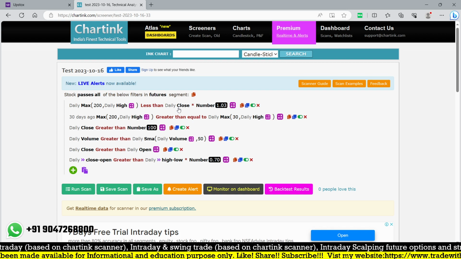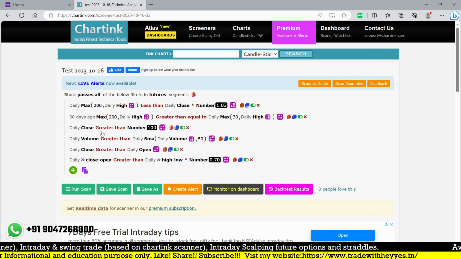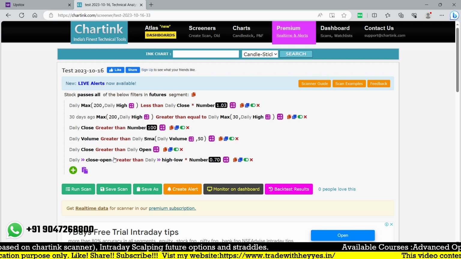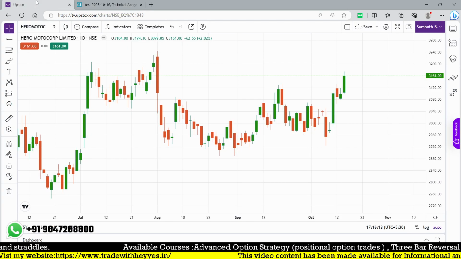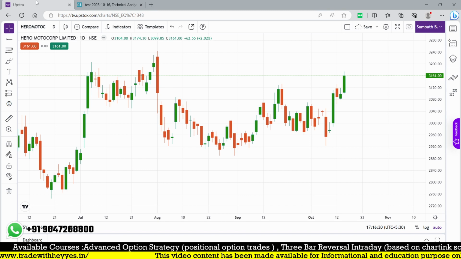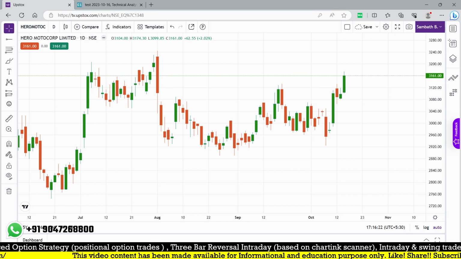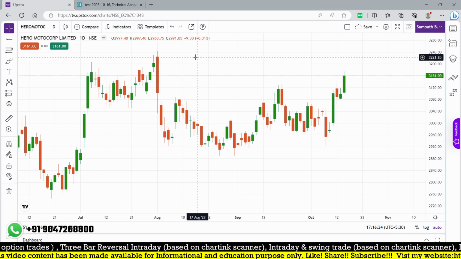This is the idea for the scanner which we are going to focus on, to find a trade opportunity, the potential breakout, by using our Chartink scanners. I'm going to share this link on the Chartink premium Telegram group if you wish, and you can modify and backtest it, and let me update in the comment box how it is working.